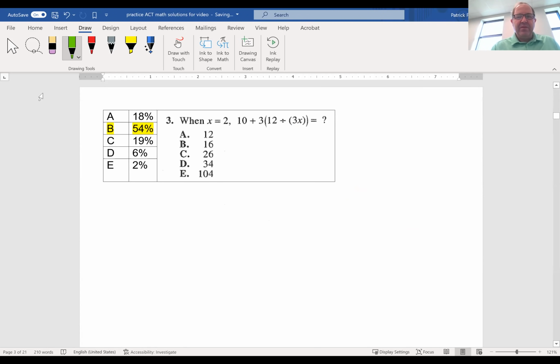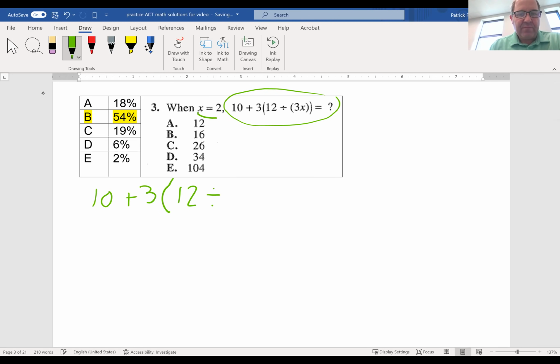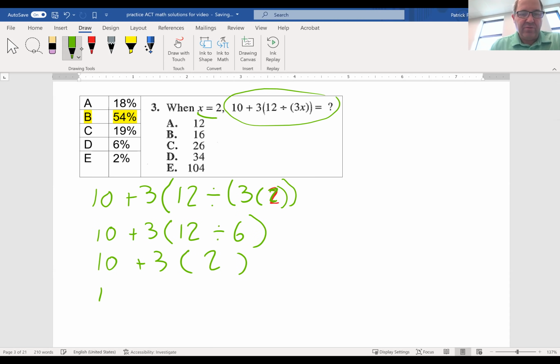Question number 3. Again, just over half of us got it right. They're saying when X is equal to 2, how much is all this? Well, there are 2 ways to do this problem. One way is to plug in a 2 for the X. And we know that we should be working from the innermost parenthesis first, right? 3 times 2 is 6. 12 divided by 6 is 2. We're going to multiply next and get 16 for an answer.